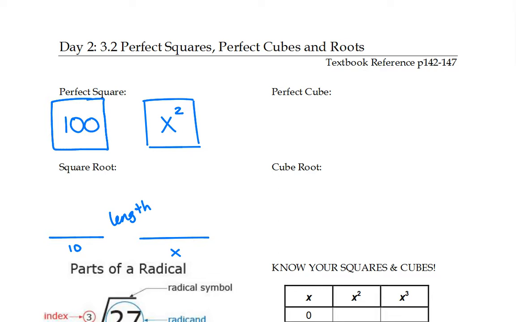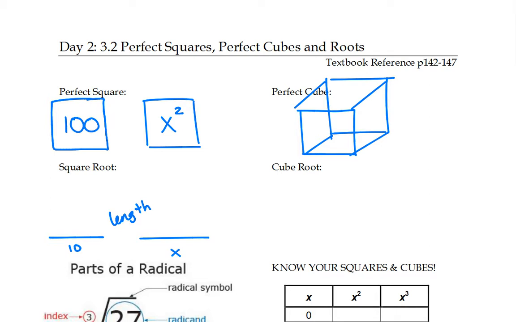Similarly with the cube, how would you represent a cube? You'd have to draw a square, and then you'd have to draw another square that's the same size. That wasn't very good. And then you'd connect those edges. And now instead of talking about area, we'd be talking about volume. And in the base 10 blocks, which one was the cube? Which value? 1,000. So there's 1,000 in here.